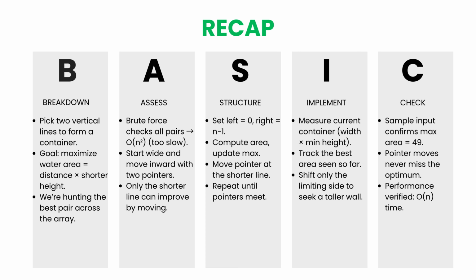Check recap. Testing on our sample input confirmed it perfectly. The algorithm identified the optimal container formed between the heights 8 and 7, producing a maximum area of 49. The 2-pointer movement played out exactly as planned, validating both the logic and O(n) efficiency.